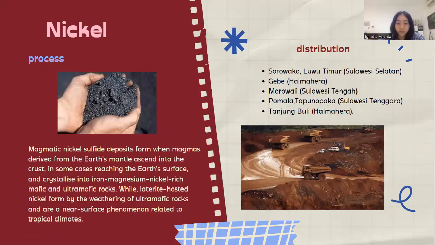So to get nickel, it is from deposits of magmas that is derived from Earth's mantle ascend into the crust. And then it crystallizes into magnesium nickel rich mafic and ultramafic rocks. And then its distribution is in Sulawesi Selatan, Halmahera, Sulawesi Tengah, Sulawesi Tenggara, and Tanjung Buli, also in Halmahera.